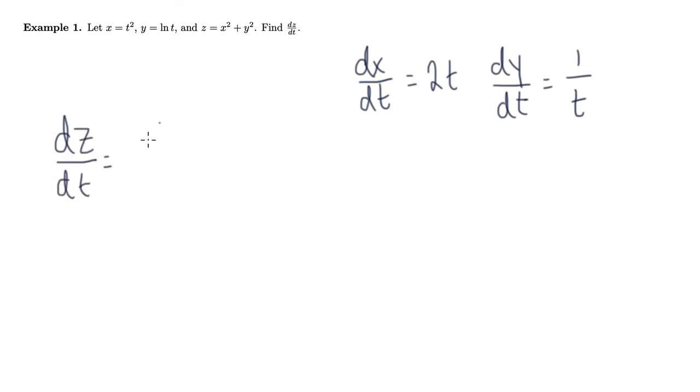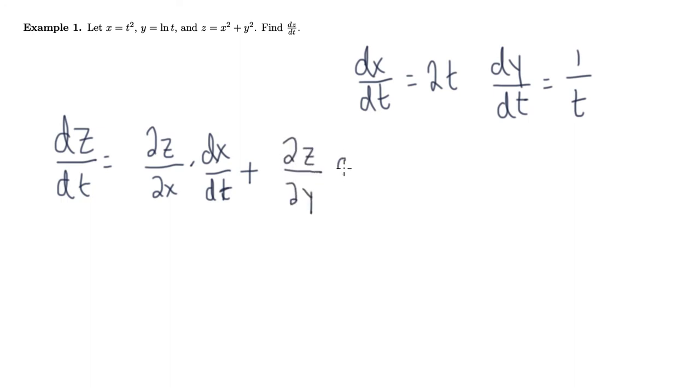is going to be the contribution from x, so partial z, partial x, and then times dx/dt, plus partial z, partial y, and then times dy/dt.